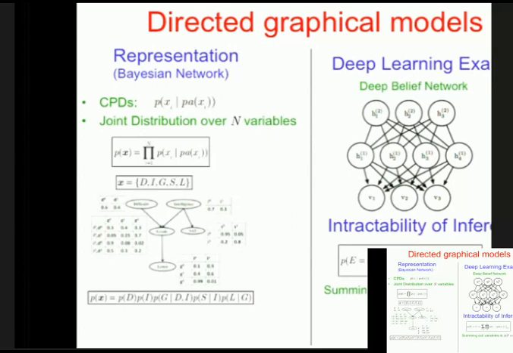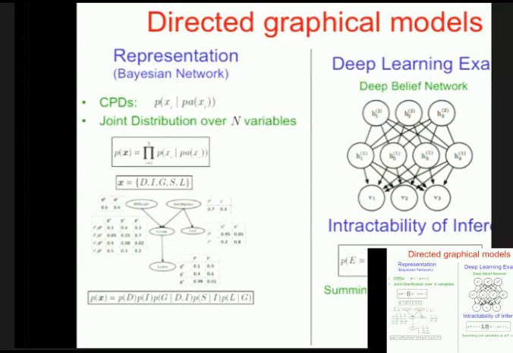And given a directed graphical model, the joint probability distribution represented is a nice product of all of these conditional probabilities. It's P of D times P of I. These have no parents, and then you have probability of G given D, I, S given I, L given G. So this is a joint probability distribution. Given the joint probability distribution, I can always compute any marginal or a conditional from that.